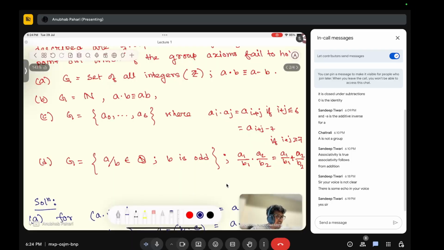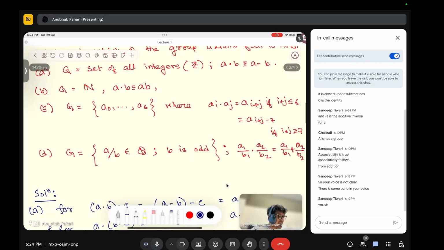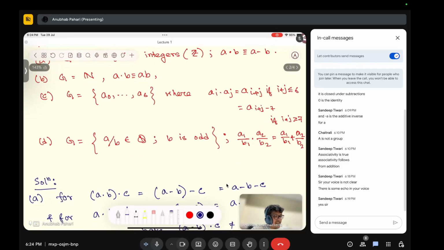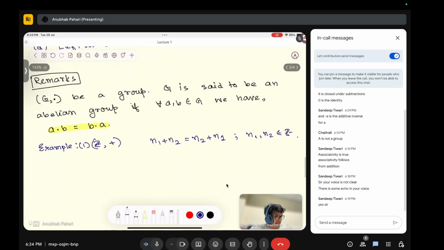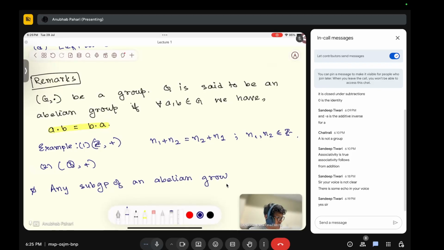So Ai dot Aj should be equal to Aj dot Ai. So this is an abelian group, right? And similarly, D is an abelian group because, if you take Q, Z, by a similar argument you can say that it is also abelian. And any subgroup of an abelian group is abelian.